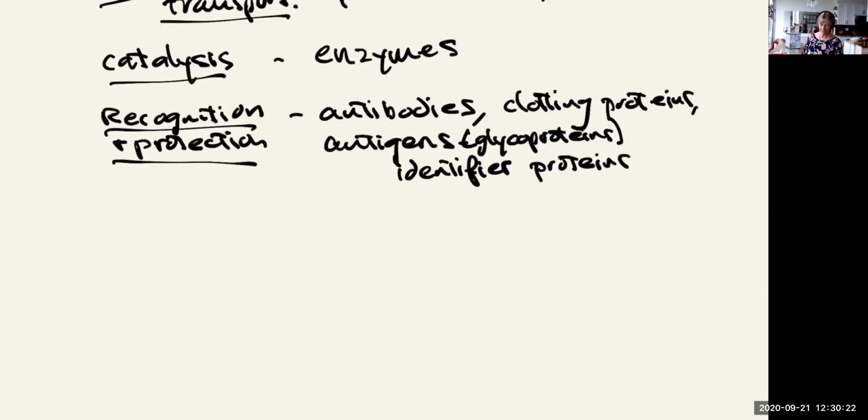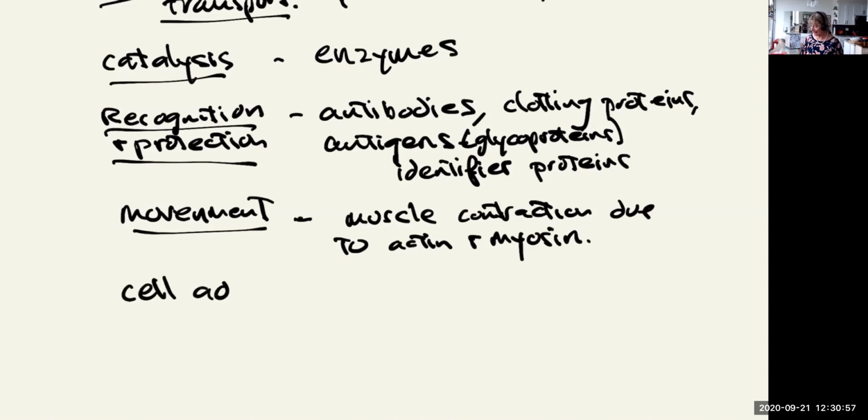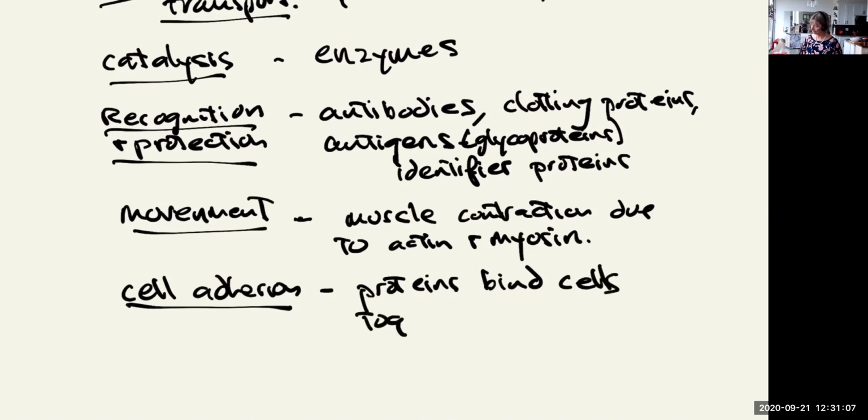Another function of proteins is movement. In skeletal muscle cells and other muscle cells, cardiac and smooth muscle, the movement is due to actin and myosin. Muscle contraction is due to actin, which is one kind of protein, and myosin, which is another. Another function is cell adhesion: proteins that bind cells together. So those are the main functions of proteins.